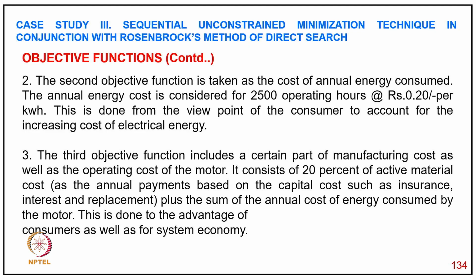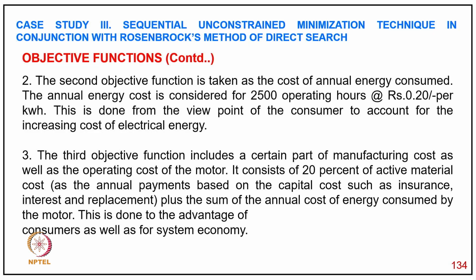The second objective function is considered as the cost of annual energy consumed for 2500 operating hours at the energy cost of 0.2 per kilowatt hour. It is considered from the viewpoint of the consumer on account of the increasing cost of electrical energy.